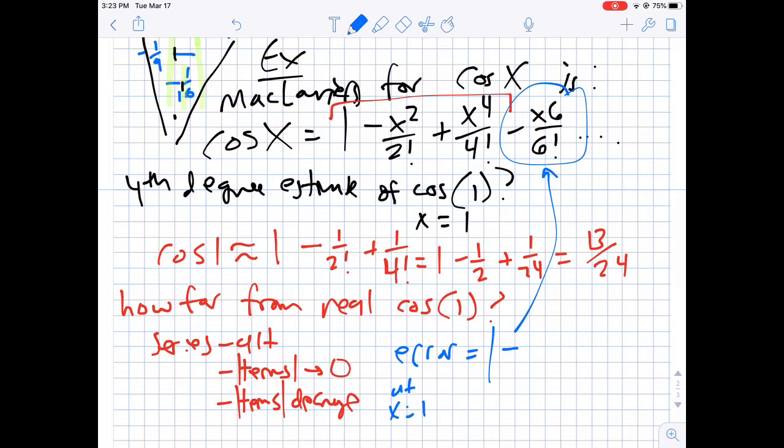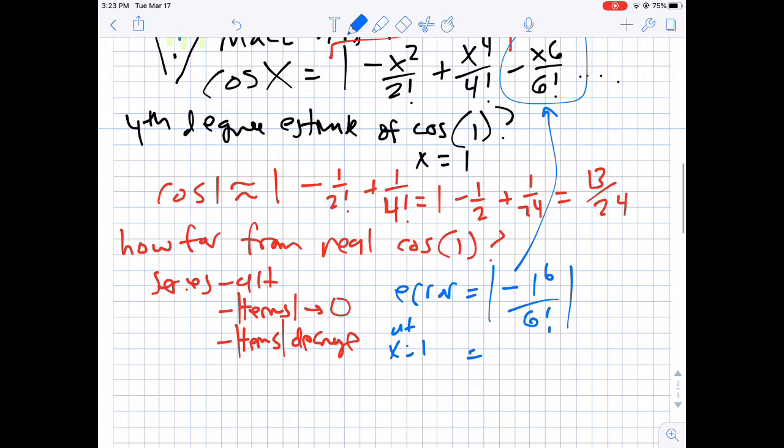So the error is 1 to the 6 over 6 factorial, which indeed is 1 over 6 factorial, also known as 1 over 720. Which is very close. So it tells you this is actually a really close estimate of cosine of 1. And this is, again, the worst case scenario. So we are within 1/720th of the real value of cosine. Okay, so that's the example.